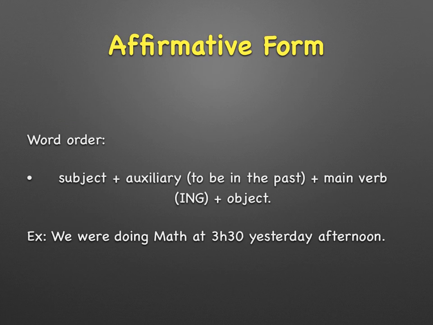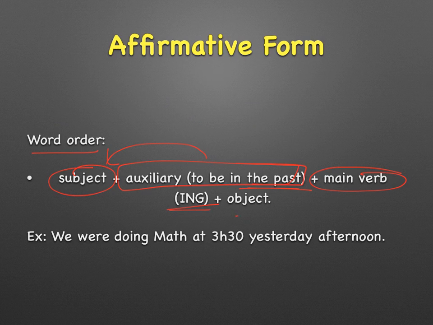Now, for the affirmative form, for the word order, we have the same as for the present continuous. It's just that my auxiliary will be conjugated in the past instead. But it's the same thing. You have your subject, your auxiliary must agree with it. Then the main action verb will end with ing, and then you have your object.